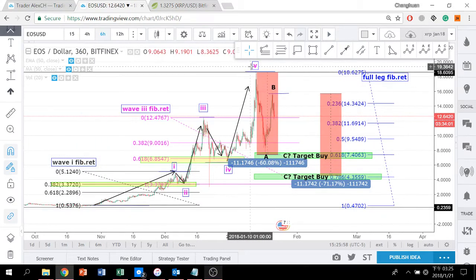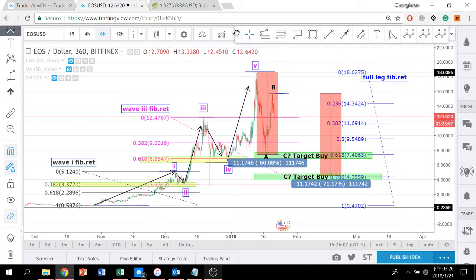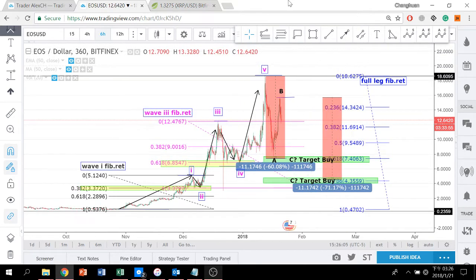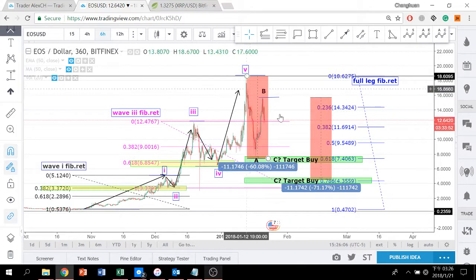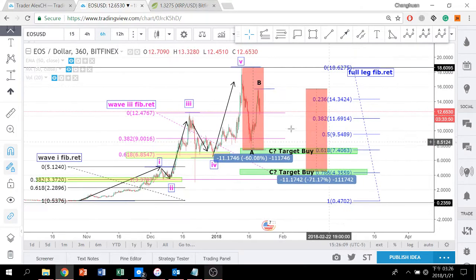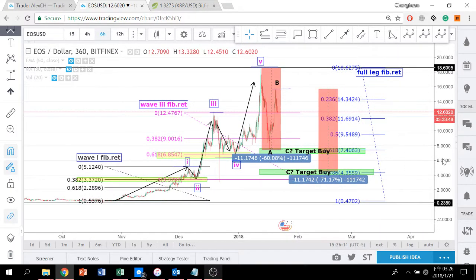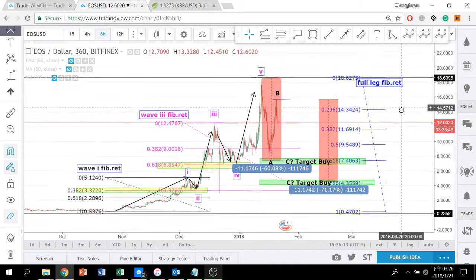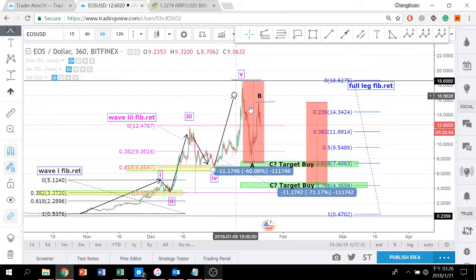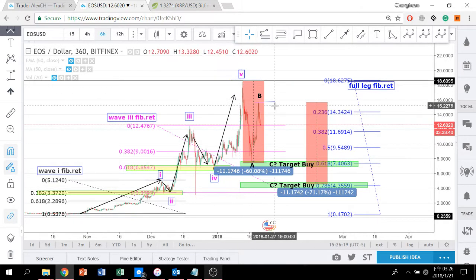Okay, hello everyone. So this is going to be an analysis on EOS and the US dollar pair. I know this might look a little bit daunting at first, but I'm going to walk through how I got all this. Okay, so all in all, let me tell you guys the conclusion first. The conclusion is we can either short from here to here.